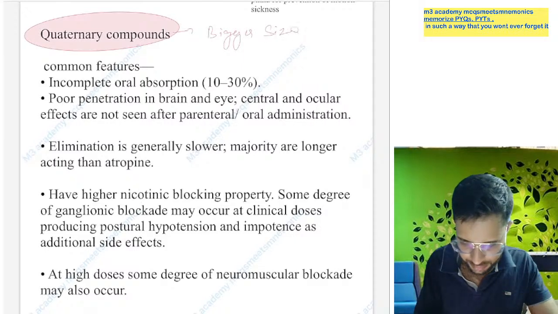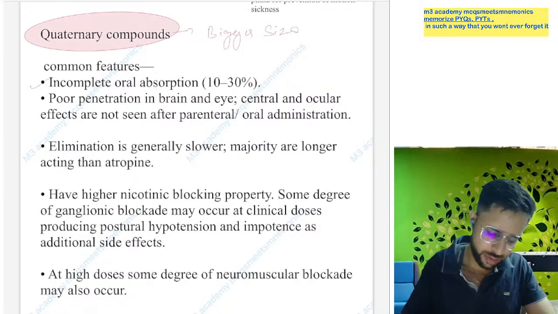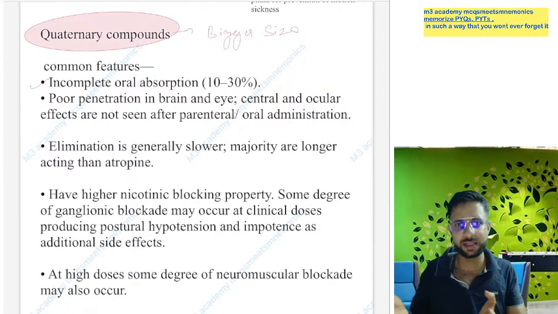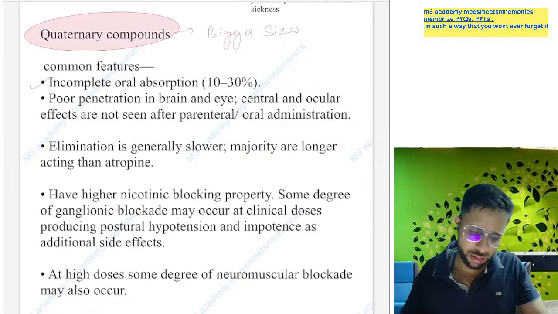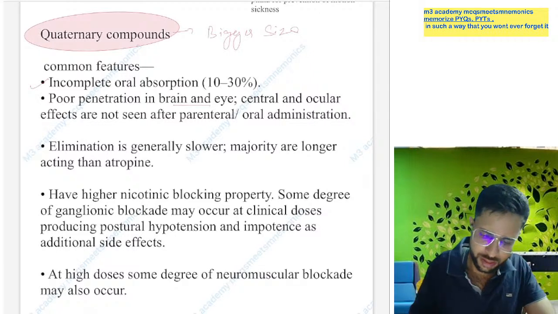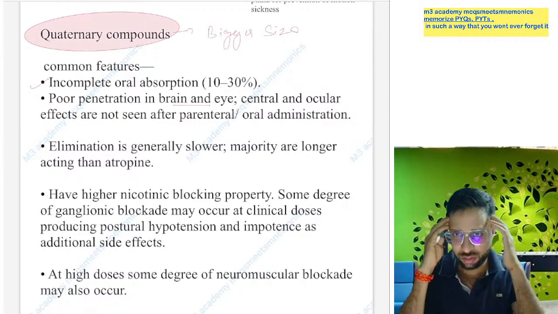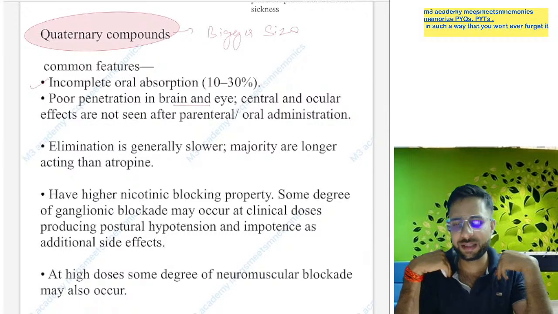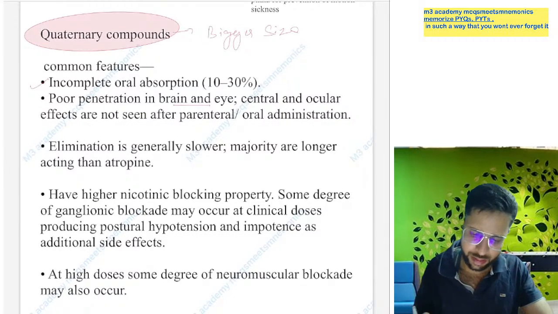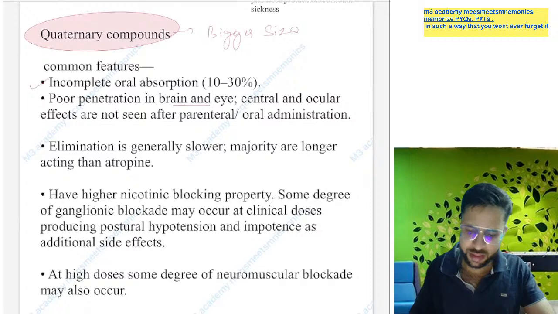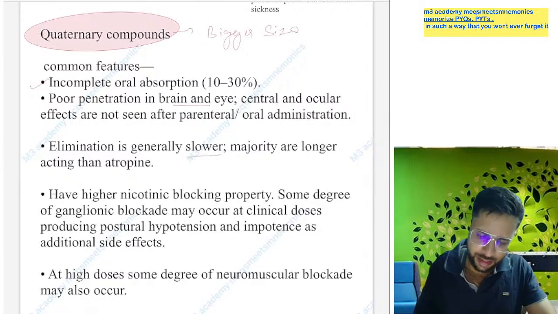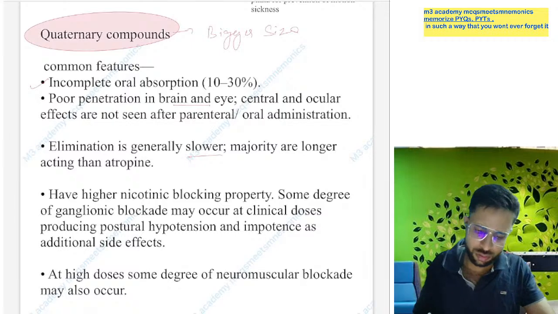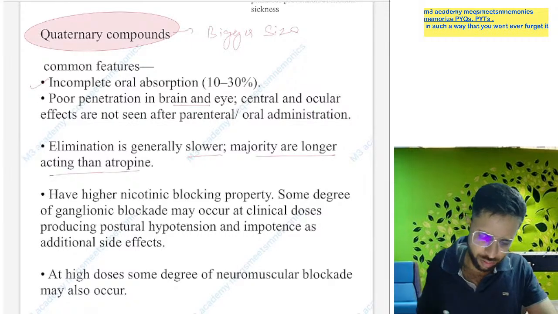Anything bigger size has incomplete oral absorption. कोई भी चीज बड़ी भारी चीज होगी तो इतना आसानी से absorb नहीं हो पाएगी, तो उसमें क्या होगा, incomplete oral absorption, poor penetration in the brain. The bigger thing cannot enter your brain, cannot enter your eye, cannot enter your intestine, so there is poor penetration in brain and eye, so central and ocular effects are not seen. And elimination is slower because this is a bigger molecule, so elimination is slower, so action is longer.